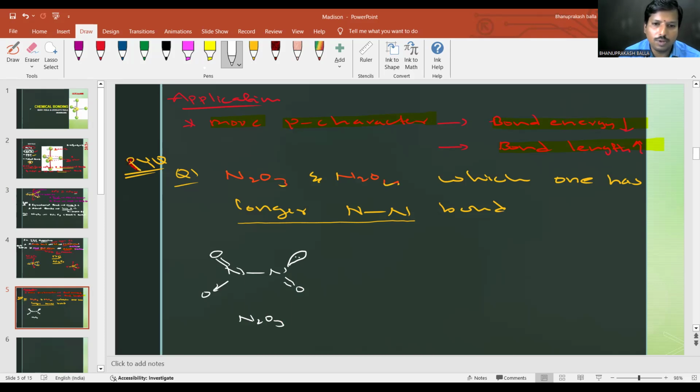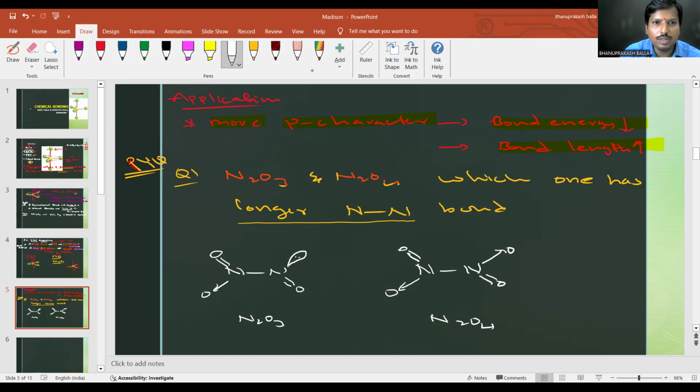What is the structure of N2O4? Here also, nitrogen and nitrogen have a single bond only. One oxygen is a double bond O, and the other oxygen also has a double bond with nitrogen. So this is the structure of N2O4.